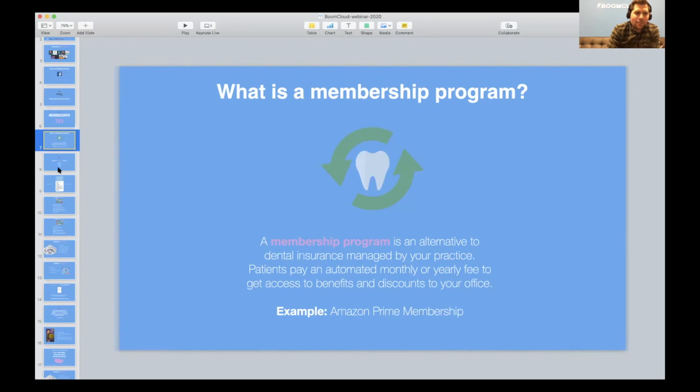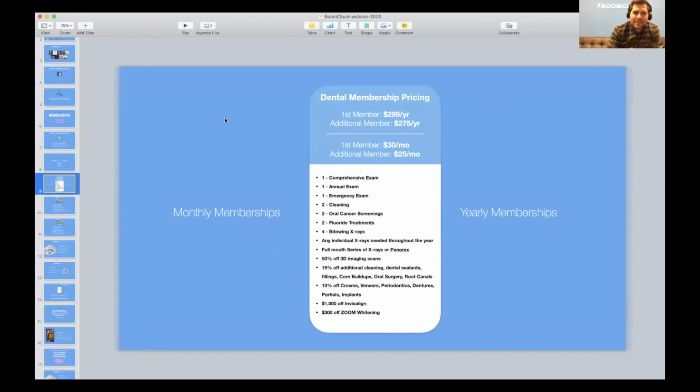A good example of this is a membership program where patients pay a yearly or monthly fee. With a yearly fee, you're looking at $300 a year or more. It ranges depending on where you're at, or $35 a month. And the patients get these benefits here. You can take a screenshot of this and save it so you can study it after. But that's what the typical plan looks like.